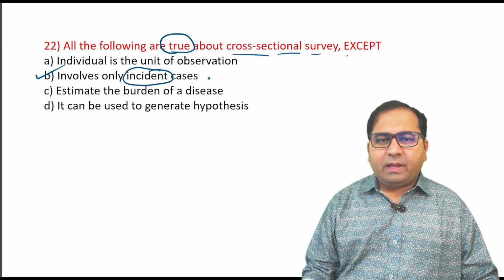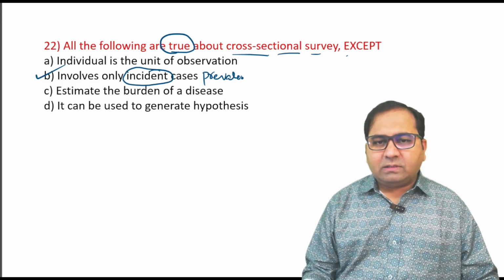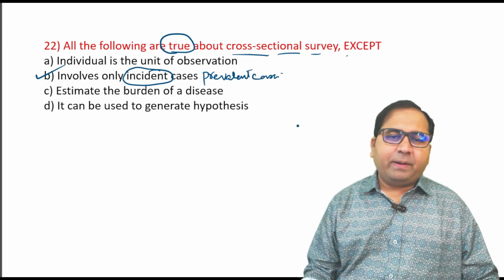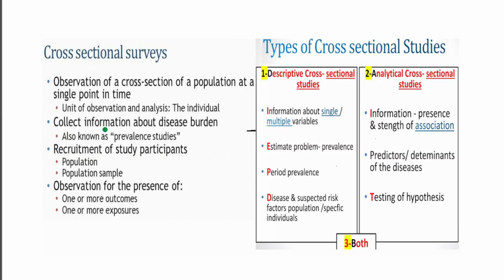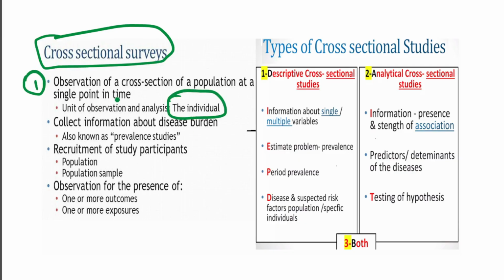Why? Because you take prevalent cases into consideration in cross-sectional survey. Now see, we have taken the answer as that it is involving only the incident cases, which is not true regarding the cross-sectional survey. Let us see the other statements whether they are true or not. See over here, the first option what they gave was individual is the unit of observation in the cross-sectional studies. So this is the first option which is asked in the question.